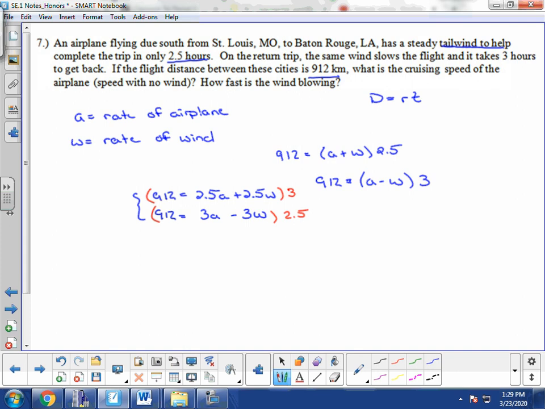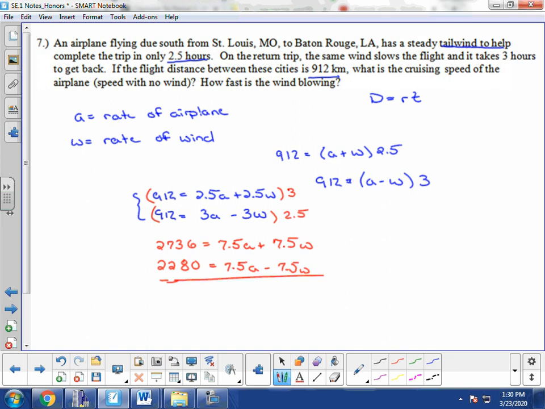So 912 times 3 would be 2,736. 2.5 times 3 would be 7.5a. 2.5 times 3 again is 7.5w. 912 times 2.5 is 2,280. 7.5a minus 7.5w.